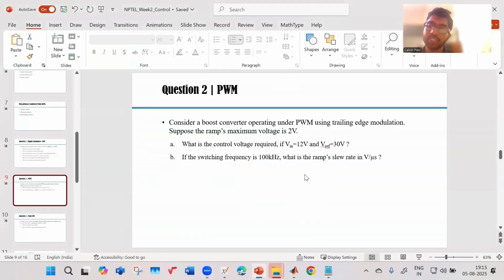Now we'll proceed to this question. This is pulse width modulation. We are considering a boost converter which is operating under PWM. We are considering the ramp's maximum voltage is 2 volt, and we need to find the control voltage.